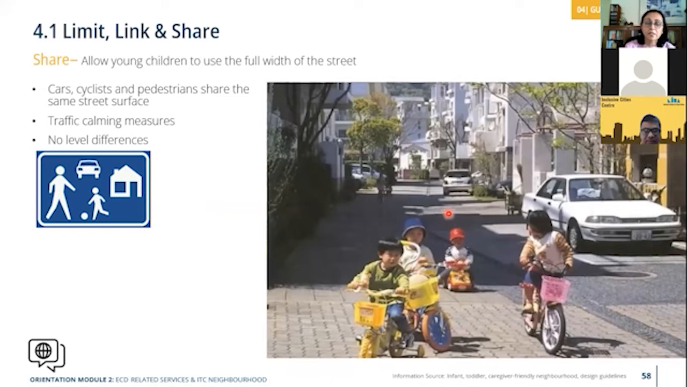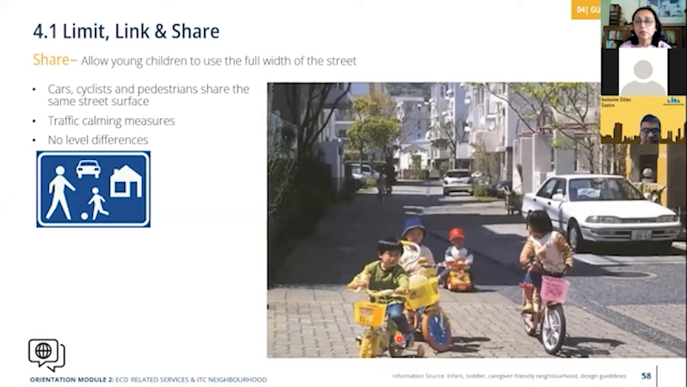So shared street, when it is applied to a residential context, is very, very useful, and it allows the ITC unit to use the street very, very freely. So here what we can look at is that the cars or even cyclists, like you see, slightly elder. So these could be siblings of the small children, young children who could be also monitoring them, but also riding along. So cars, cyclists and pedestrians can share sort of the same surface.